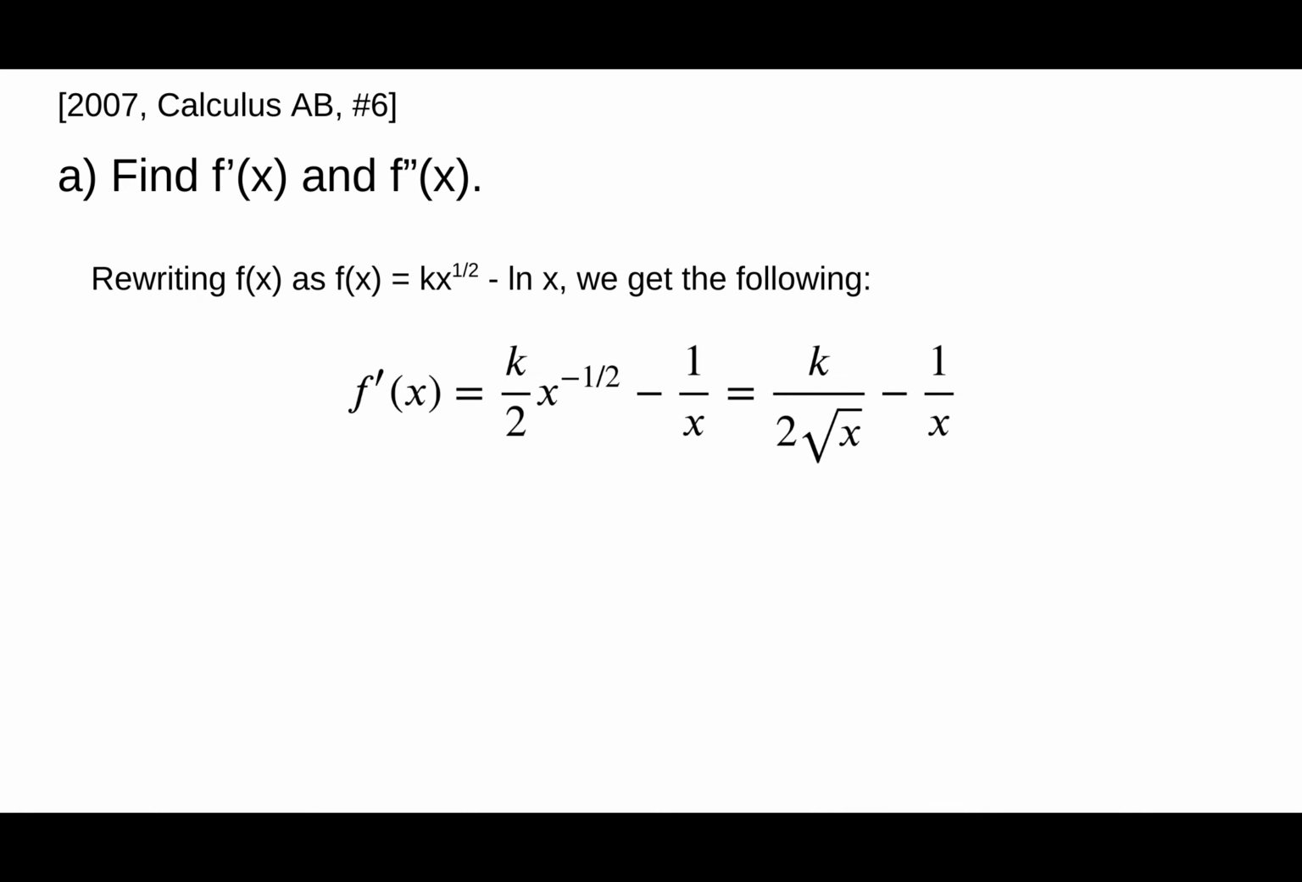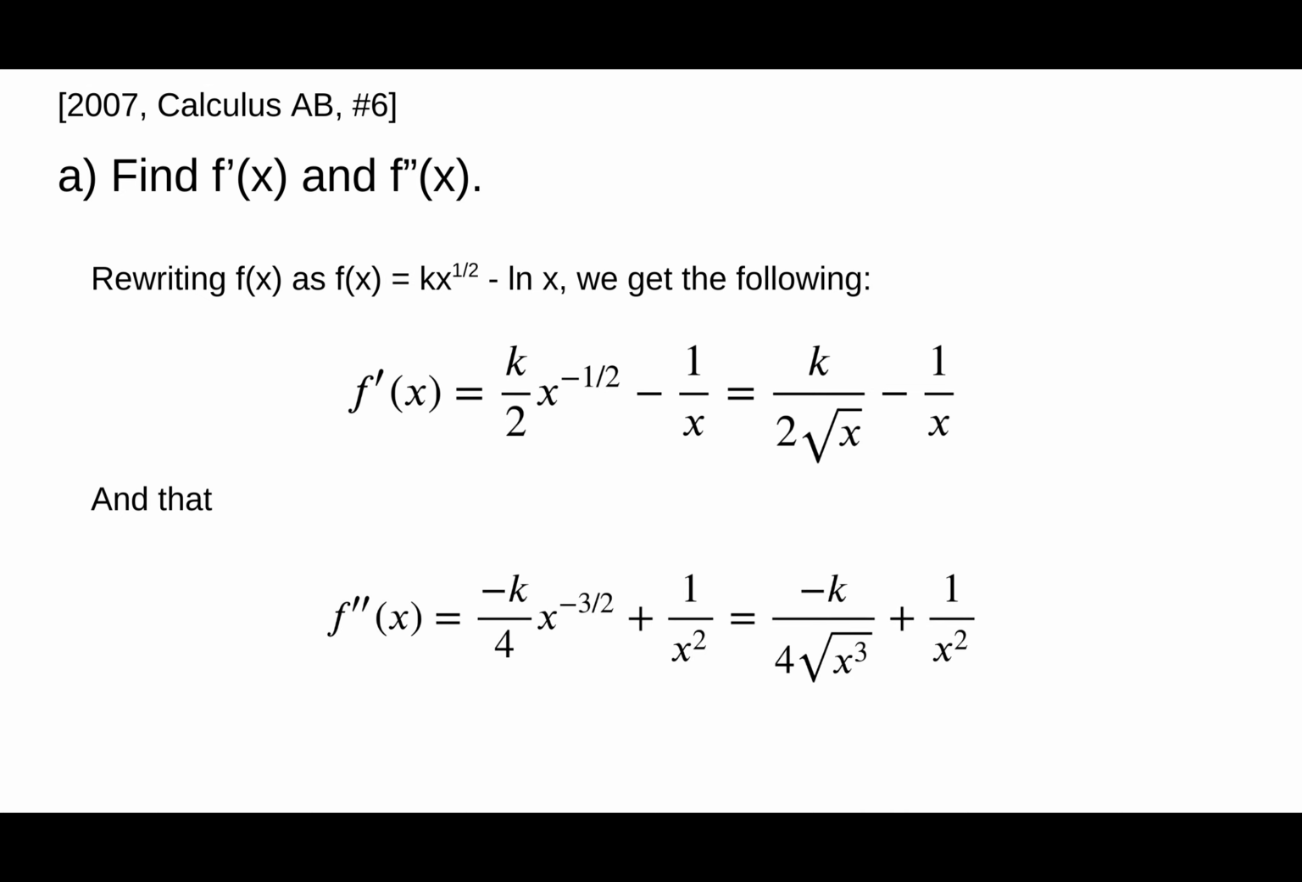And now we just need to differentiate again to find the second derivative. The second derivative, using the power rule a second time, would get us negative k, or the opposite of k, over 4 times x to the negative 3/2 plus 1 over x squared, or equivalently the opposite of k, over 4 times the square root of x cubed plus 1 over x squared. Not a very difficult task. We just have to be able to differentiate using the power rule and the rule for the derivative of a natural log function.